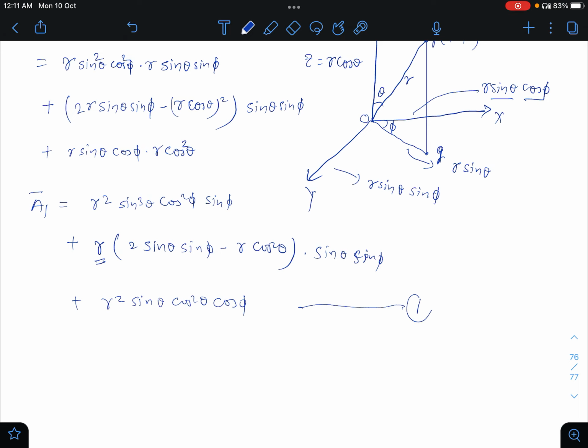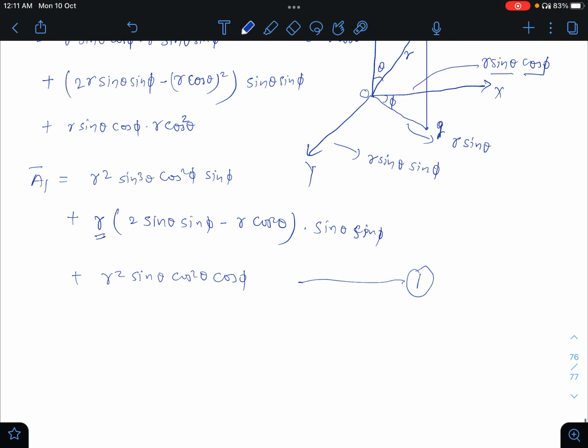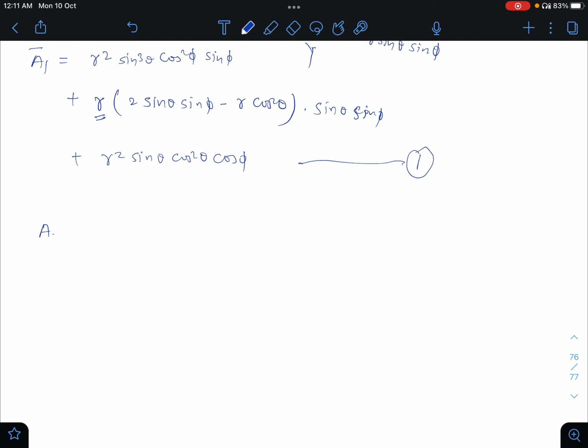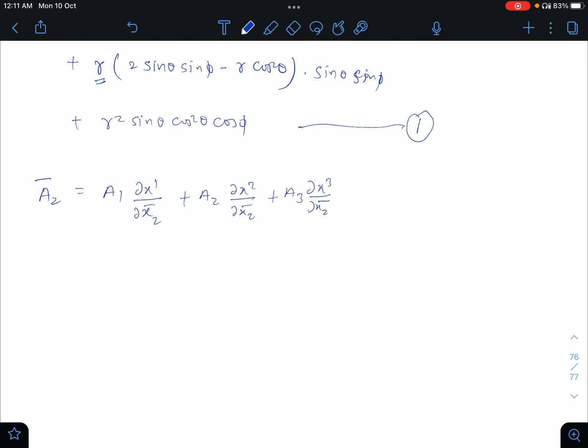Let this be equation 1. So we have transformed a1 into a1 bar. Now let us find a2 bar. A2 bar is equal to a1 delta x1 upon delta x2 bar plus a2 delta x2 upon delta x2 bar plus a3 delta x3 upon delta x2 bar. Let us put values of a1, a2, a3 and x1, x2, x3.